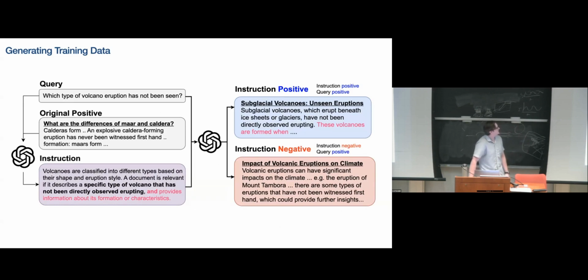So you want it to generate something about a volcanic eruption that has not been seen, but that doesn't provide information about the formation. And so we generated a whole bunch of these, filtered them out, and so on and so forth to make this training data set, and then trained the model on these with the instructions and the instruction negatives.